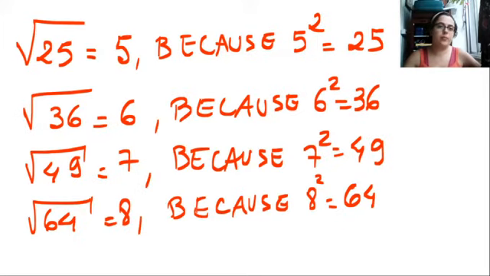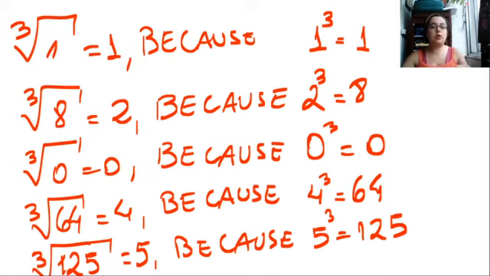Let's continue. The square root of 25 is 5 because 5 elevated to the second power is 25. The square root of 36 is 6 because 6 to the second power is 36. The square root of 49 is 7 because 7 elevated to the second power is 49. And finally, the square root of 64 is equal to 8 because 8 elevated to the second power is 64.